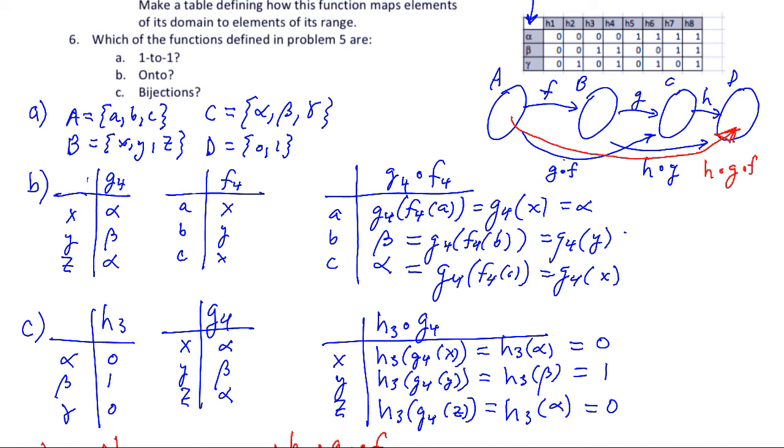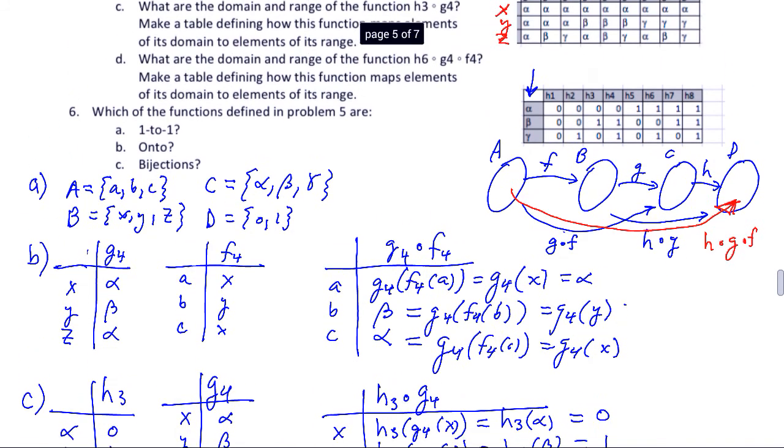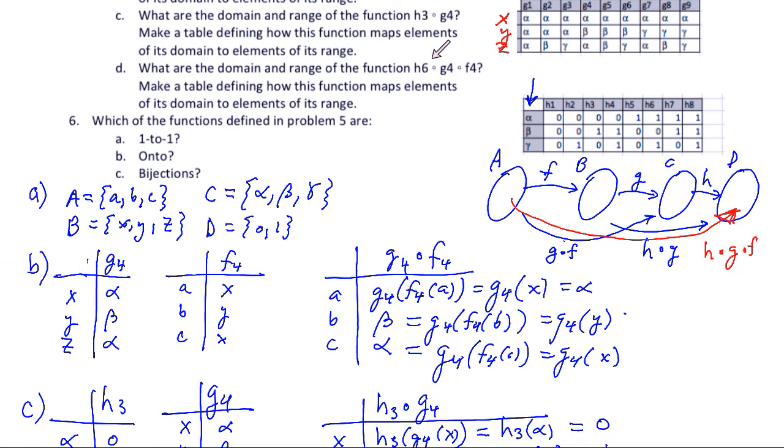Next, part D is the triple composition of H6, G4, and F4. And they're in this order because when I write this function down, it's going to operate on an X over here to the right. And so I'm going to operate with F4 first, then G4, then H. And that makes sense. I apply F, then G, then H here in the diagram.